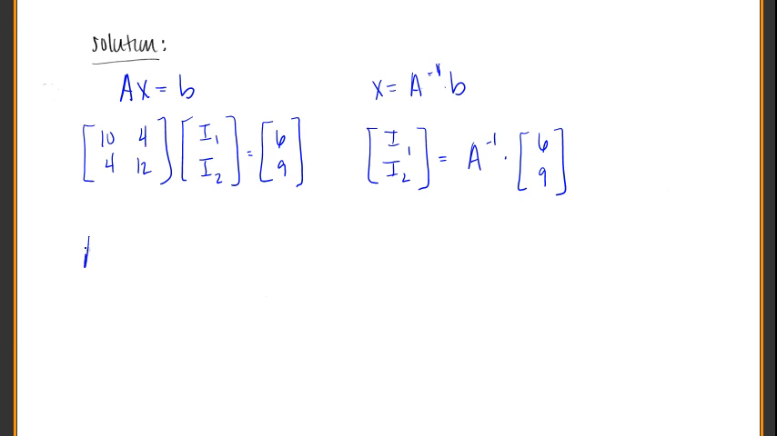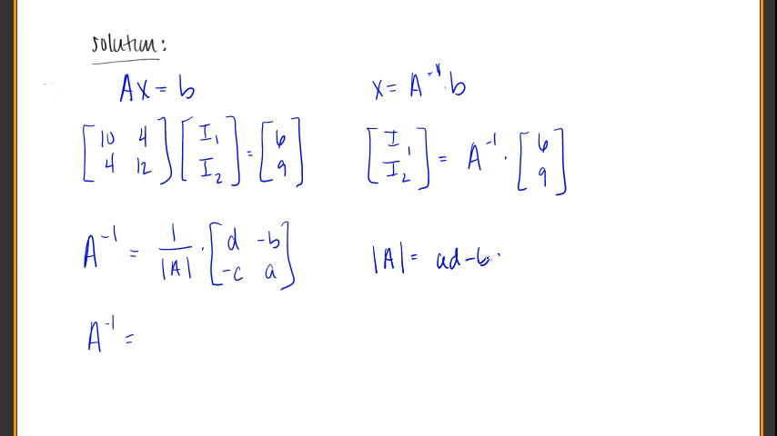Okay, let's do this. So A inverse is going to be 1 over the determinant of A times this new matrix, where I swap the first and fourth entry, and then I switch the signs on the second and third. In terms of us, the determinant is AD minus BC. So it's 1 over A times D, so 10 times 12 minus B times C, so 4 times 4. I'm going to write all this out for you guys, step by step.